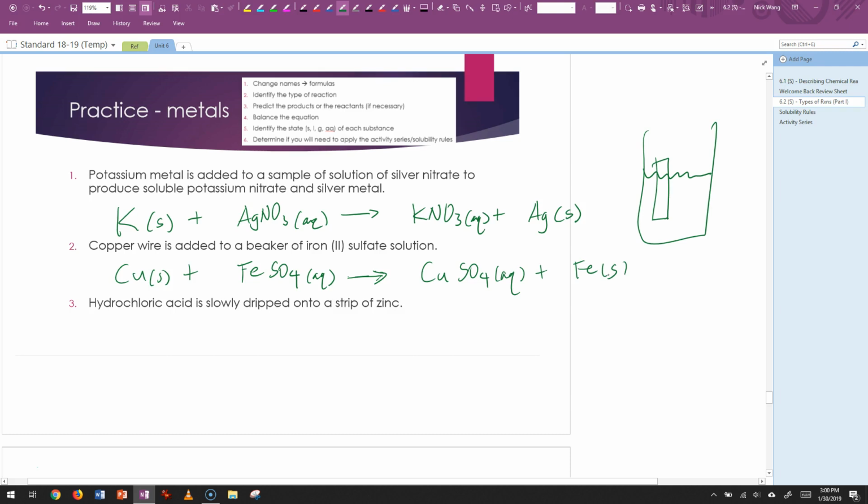Let's handle number 3 then. Number 3 is going to be the hydrochloric acid slowly dripped onto a strip of zinc. Well, hydrochloric acid, as you can imagine, that is something that's going to be dripped. That's going to be a liquid of some kind, but let's first start off by just translating it. HCl, and it's going to be added to a strip of zinc.